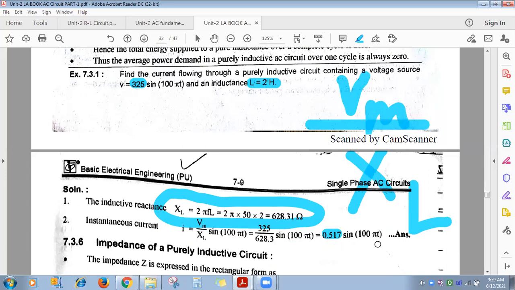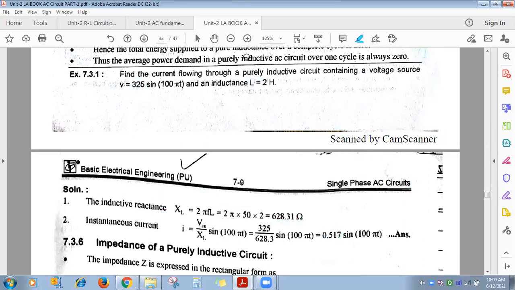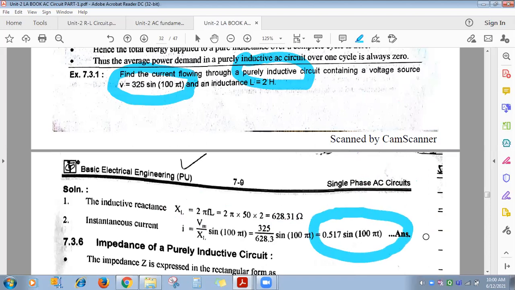And if you are asked to write the instantaneous current equation, here again they have made one mistake. What is the mistake? Look at the current equation they have written. They mentioned it's a case of purely inductive circuit, and the voltage expression is this one. Can you tell me what the mistake is in the current expression they have written? Phase difference, minus pi by 2 is needed. Correct. So the current expression must be 0.517 sine of 100 pi t minus pi by 2. This is the instantaneous current equation. Is this clear? Yes, ma'am. Okay.